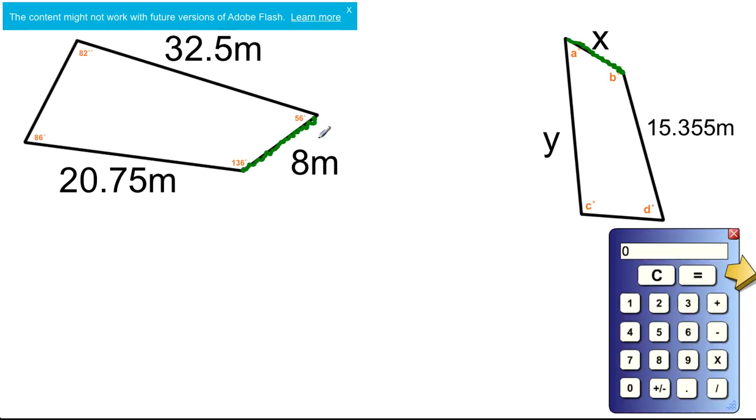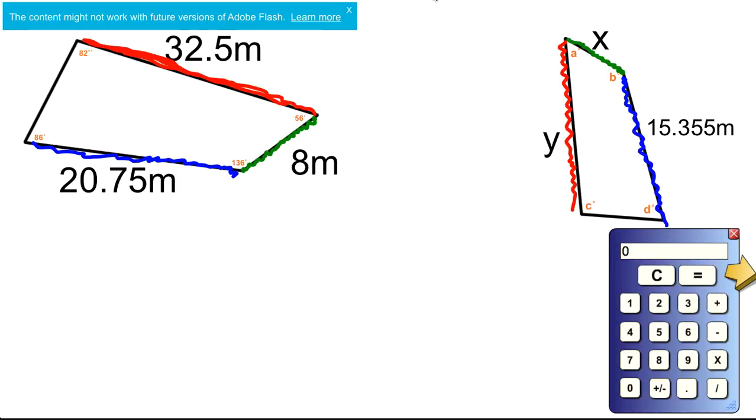Okay. And then I'm going to be noticing that this side, this angle B from D, corresponds with 20.75. And then lastly, the longest side is going to be Y in this figure, and the longest side here is going to be 30.25. So I have my 3 corresponding sides.